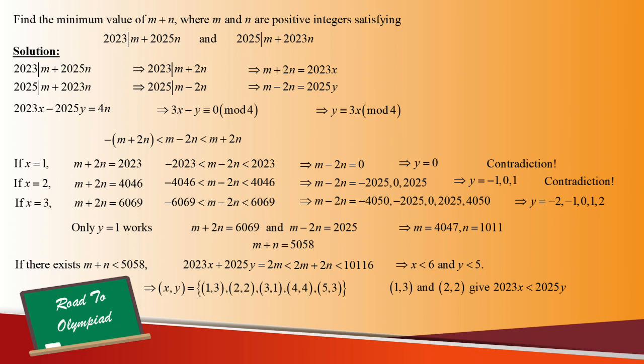Also, (4, 4) and (5, 3) are not possible because they give us 2023x plus 2025y to be greater than 10,116. So the only pair that may give us a smaller sum is x equal to 3 and y equal to 1. But this is what we found just now, and the sum is exactly 5058. In other words, there's no smaller sum than 5058, therefore the minimum value of m plus n must be 5058.